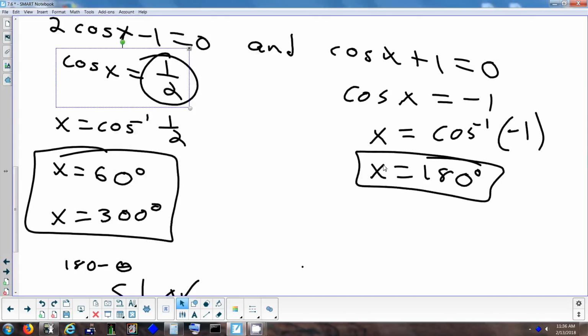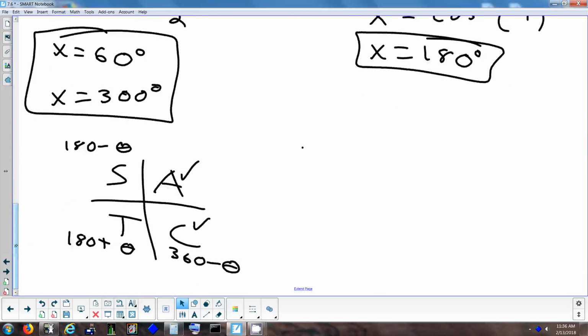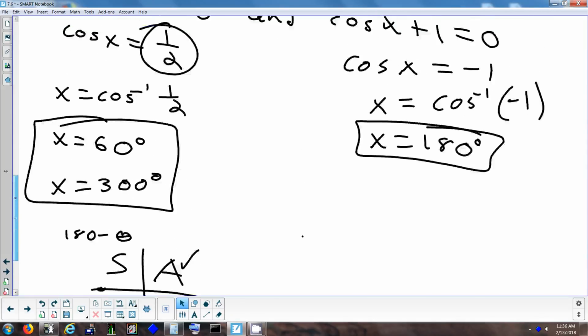Now, is 180 in a quadrant? No, it's not in a quadrant. So you don't have to worry about any of this stuff. It landed right on an axis. If it lands on an axis, you're done. If it lands in a quadrant, then you have to do one of these three things. Okay.